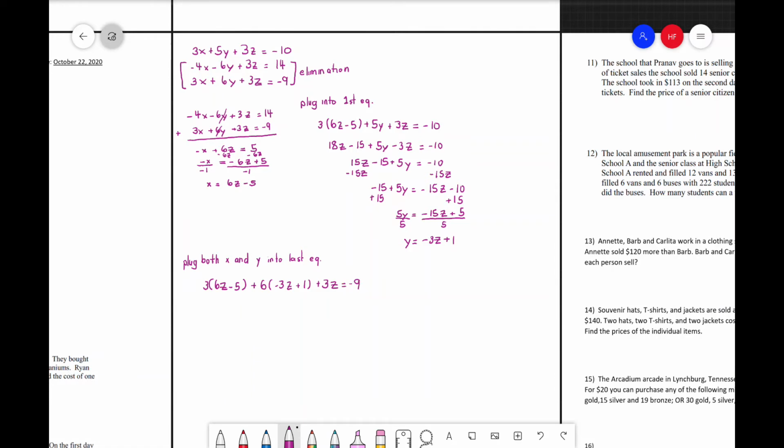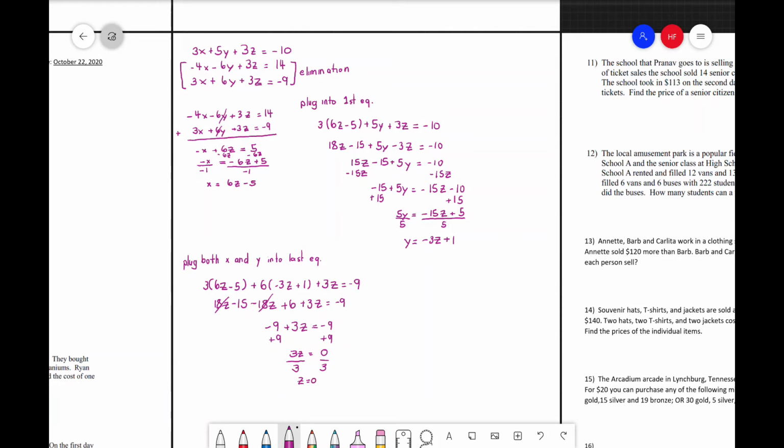So now I'm going to distribute what I need to distribute and then combine like terms. So 18z minus 15 minus 18z plus 6 plus 3z equals negative 9. 18z minus 18z is going to cancel each other out. Negative 15 plus 6, negative 9, plus 3z equals negative 9. Add 9. 3z equals 0. Divide by 3. And z equals 0.